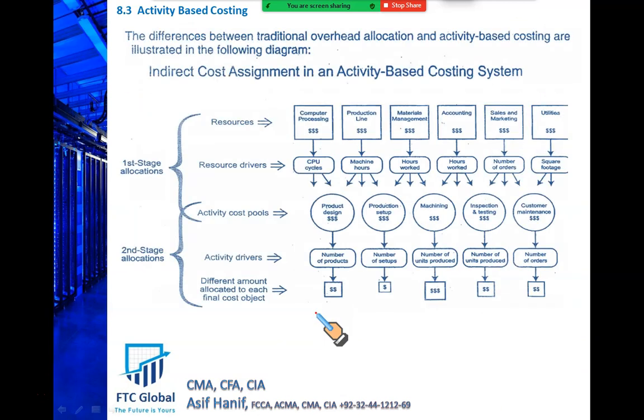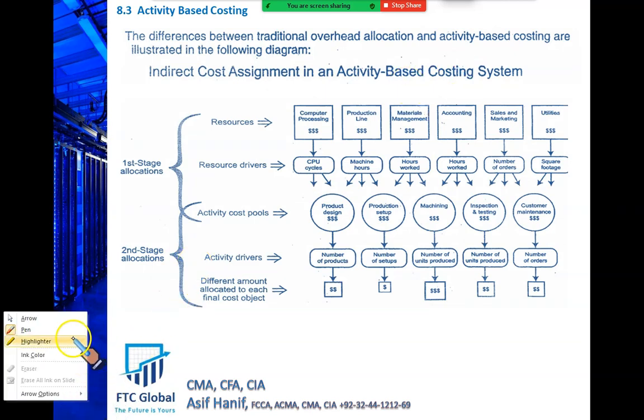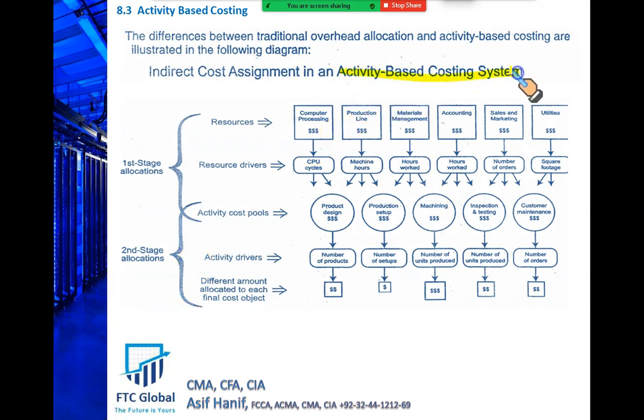This is it. This is the activity-based costing system. If you can understand this, you will get the basic essence of ABC. In activity-based costing, there are two-stage allocations. In the first stage, we identify the different resources we have in our organization. We have computer processing, it's a resource. We have the production line where the production process takes place. This is a resource. We have materials management activity. This is a resource. Accounting, sales and marketing, electricity, gas and water. So we have different resources in our organization that we use in our production process.